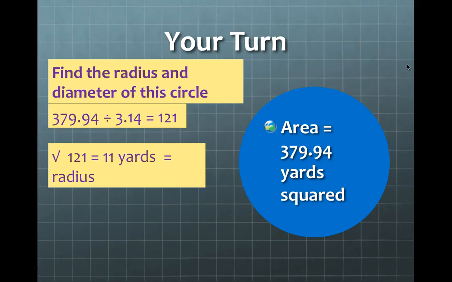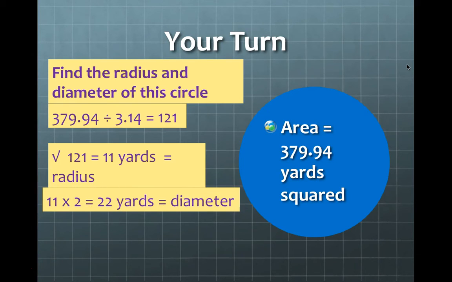So 11 is our radius. And now simply put, you do 11 times 2. That gets you your diameter. It is 22 yards.